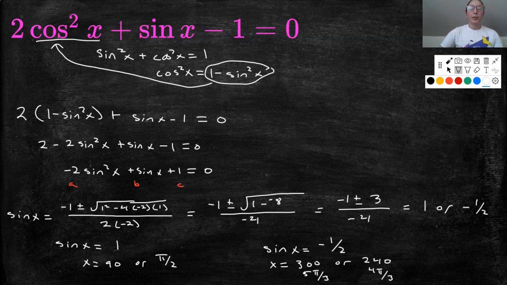So again, what did we do? We hit this with Pythagorean identity to transform cosine squared into sine squared, 1 minus sine squared, by using the Pythagorean identity. Then we had an equation with one trig function. We threw it into quadratic formula, and we got our solutions that way.